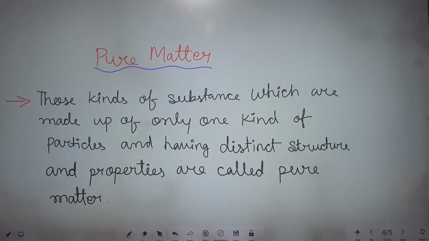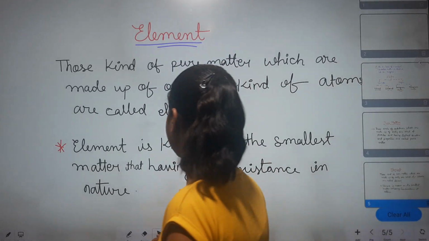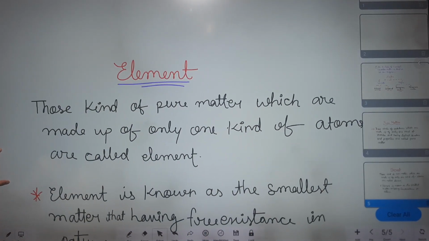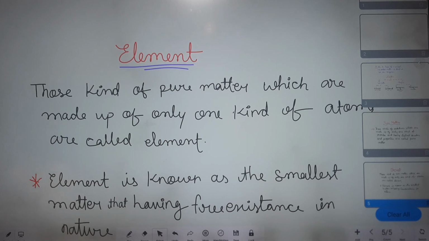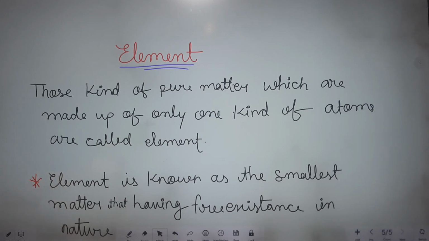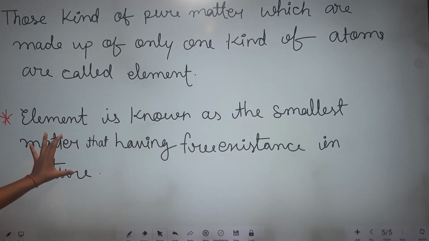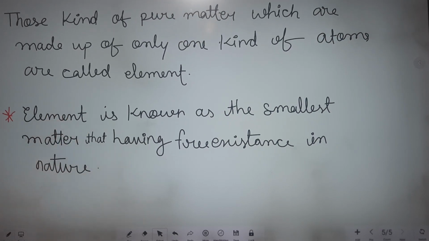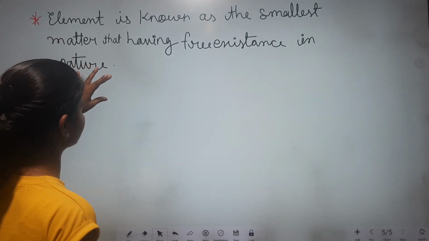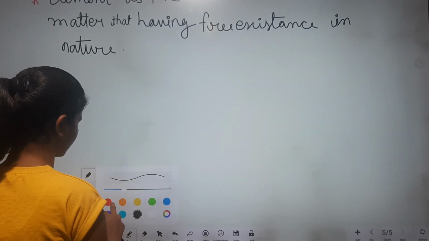After that, we have discussed the first kind of matter, that is element. So, what is element? Those kinds of matter which are made up of only one kind of atom are called elements. And element is known as the smallest matter that has free existence in nature. Now let's see the classification of matter.